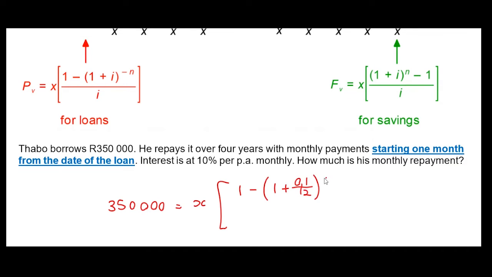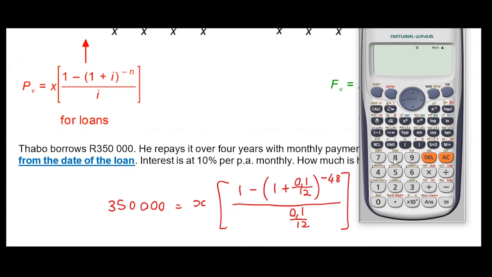4 years will be 48 payments over 0.1 over 12. Okay, what I'm going to do is work out the stuff that's in the square brackets. So it's going to be 1 minus 1 plus 0.1 over 12 to the power of negative 48, over 0.1 over 12. Right, and we get about 39.4243. That is what's in the square brackets.